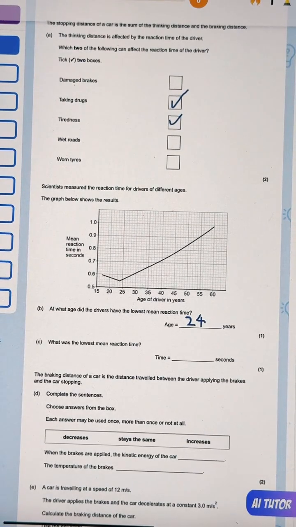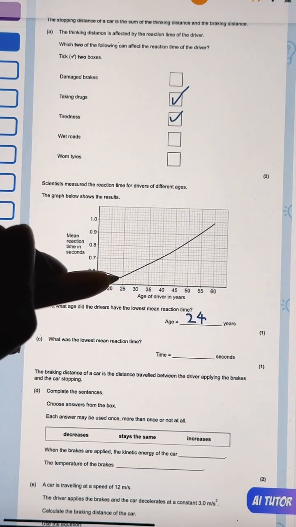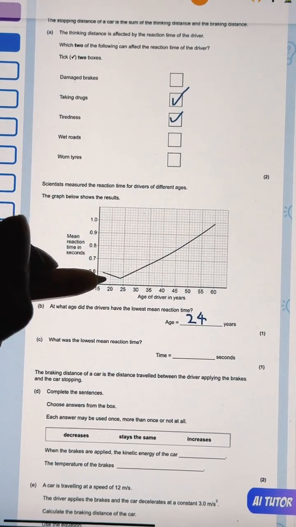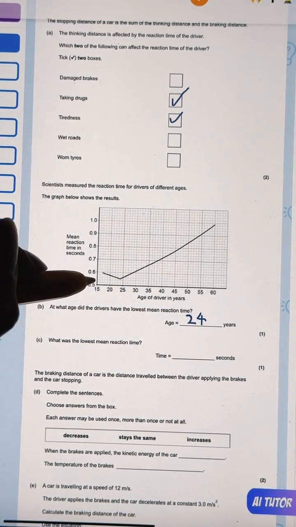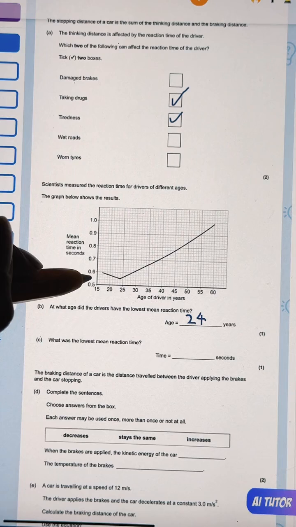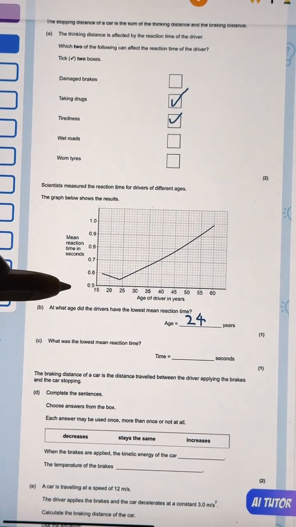What was the lowest mean reaction time? So we'll look at that same point again, because that's where it is the lowest. It's 3 squares from the bottom there. So 3 squares above 0.5. So 24, that's correct. So yep, now we're looking at the time.